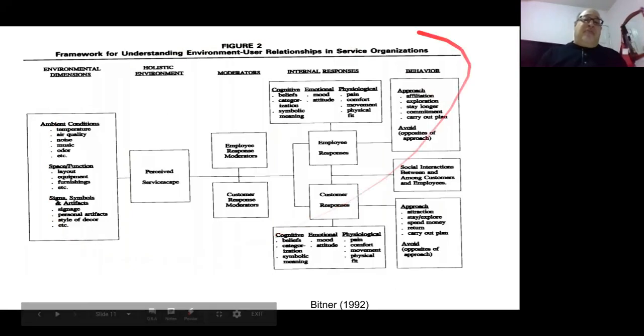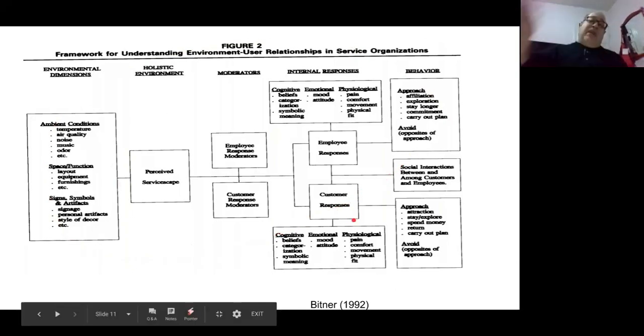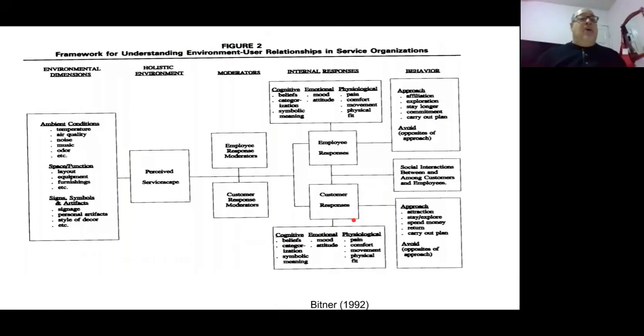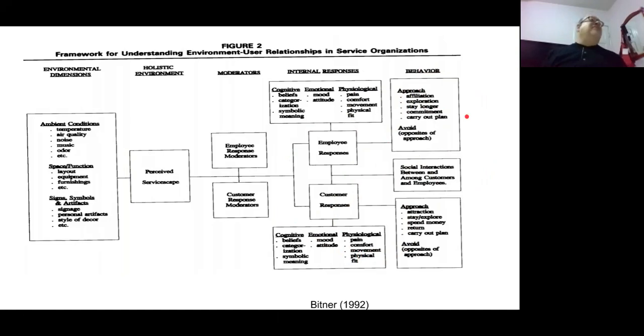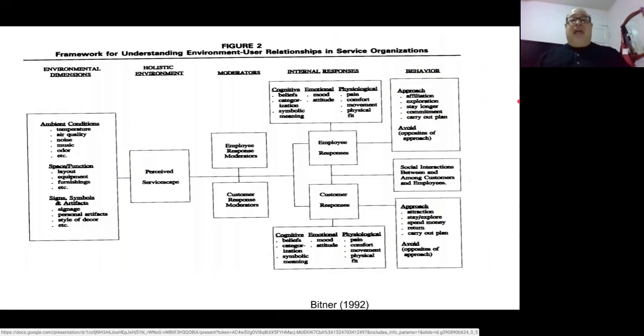So anyway, this is servicescaping, and you're going to need to think about this in terms of your event: the ambient conditions, the space layout especially, and the signs, symbols, and artifacts, and how that will moderate and create internal responses for people at the event, and hopefully create the right approach. And if there's places where you want people to avoid or stay away from, then you'll have the appropriate signs and symbols to convey that as well. Danger, don't go this way. So that is the last slide.